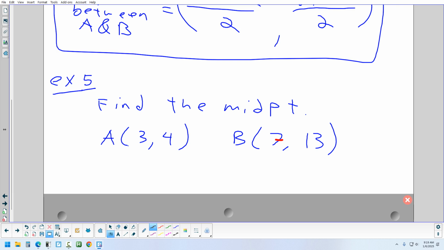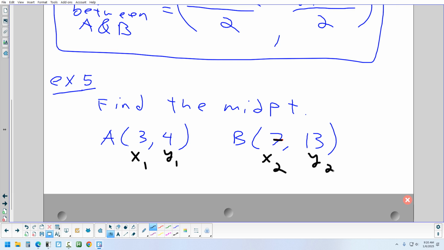So let's start with the 3. The 3 could be labeled as x1 or x2. You can pick. But once we make that decision, then everything else is automatic. So what do we want to label the 3 as? x1? Okay. So now there are no more choices. The 4 has to be y1. The 7? x2. Yep, make that x2. And the 13? y2.